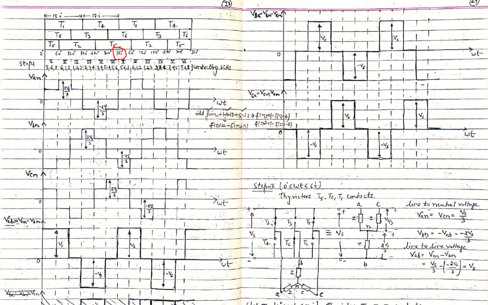And after this, if you want to draw further for the next cycle also, then we will again start. This is 0 degrees, this is 60, 120, 180, 240, 300 and 360. So 2 cycles are there. In each cycle there are 6 equal steps of 60 degree duration.